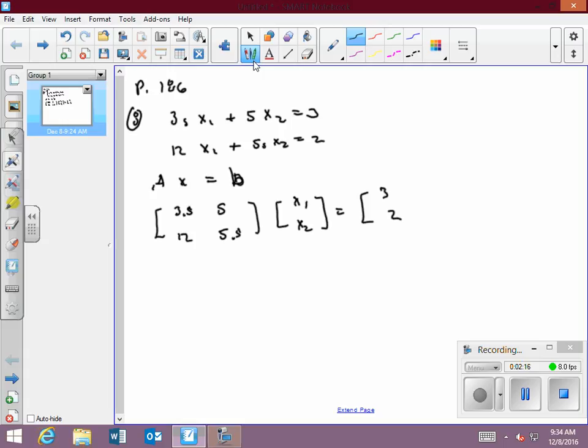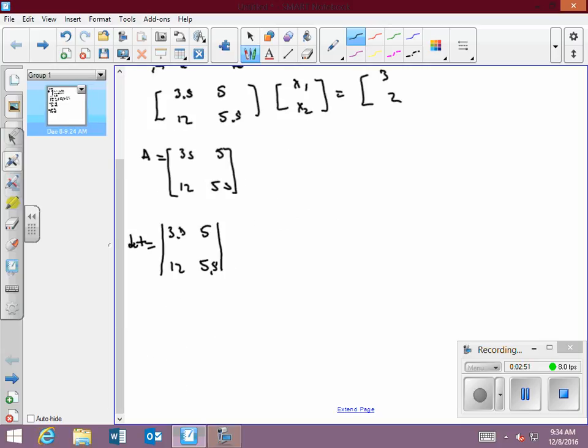So A is 3s, 5 and 12 and 5s. Then the determinant of A, 3s, 5, 12 and 5s, is equal to 15s squared minus 60. So this is 15 times s squared minus 4.